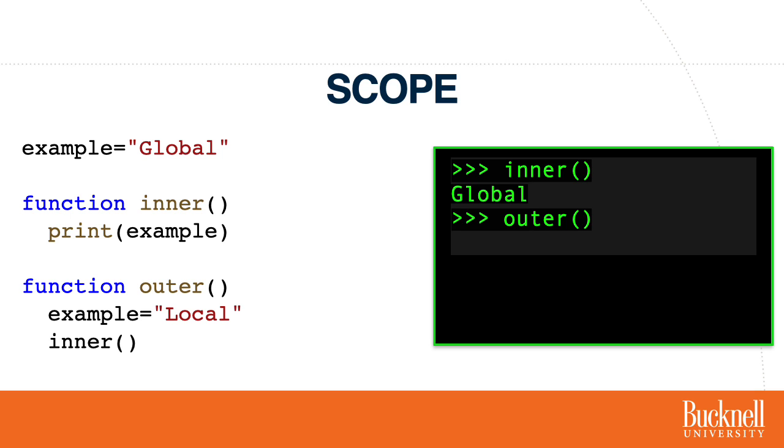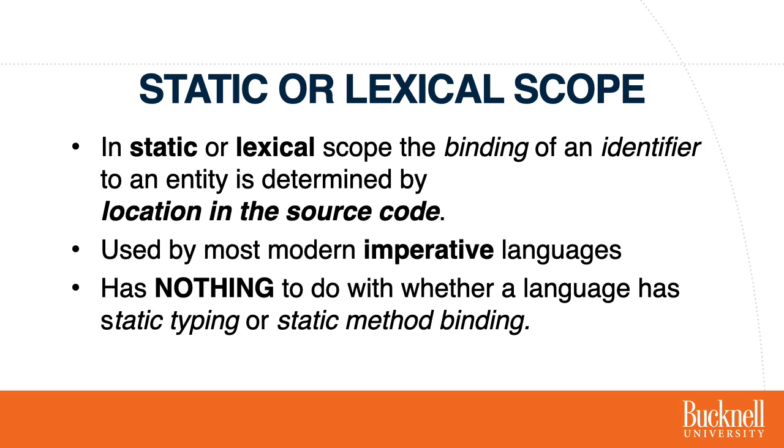But what happens if we call outer? Well, one possibility is that it will also print global, that setting example to local will have no effect on printing example inside of inner. The other possibility is that it will have an effect, that setting example to local will cause inner to print local. What will happen depends on the type of scoping.